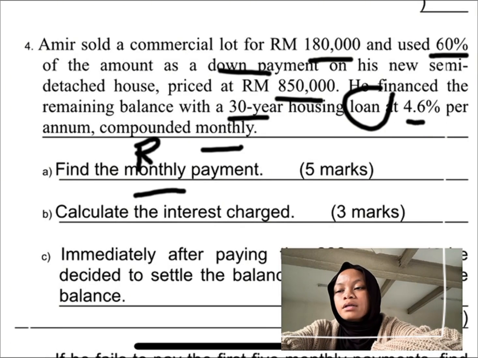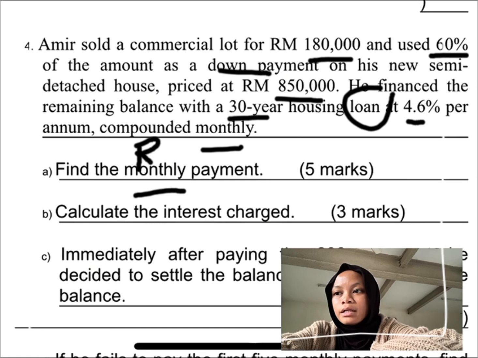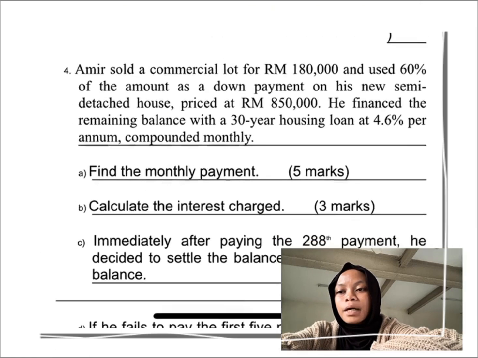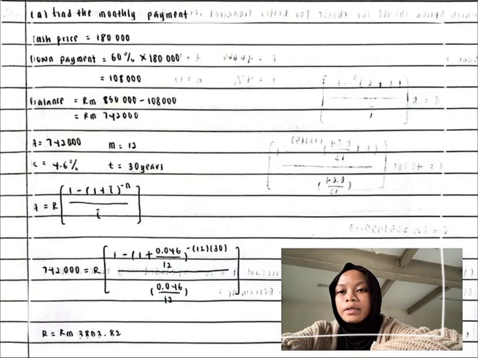Question 4. Amir sold the commercial lot for 1,080 and used 60% of the amount as a down payment on his new semi-detached house, priced at 8,050 ringgit. He financed the remaining balance with a 30-year housing loan at 4.6% per annum, compounded monthly. First, find the monthly payment.